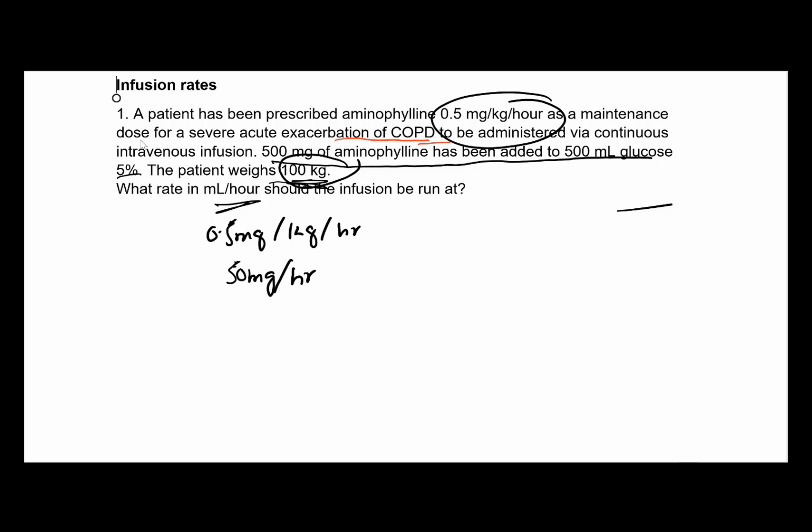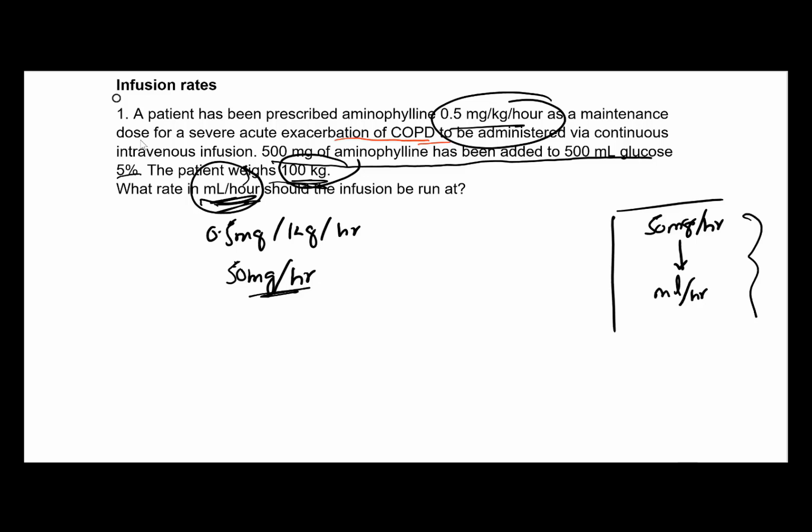But I have to calculate the infusion rate in mils per hour, right? And I have now got it in milligrams per hour, right? So I'm basically trying to convert milligrams per hour into milliliters per hour. So are you with me? I got from this calculation milligrams per hour, but I have to calculate the infusion rate in mils per hour. So I'm basically trying to convert this milligrams per hour into mils per hour.